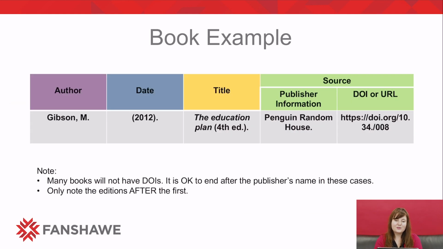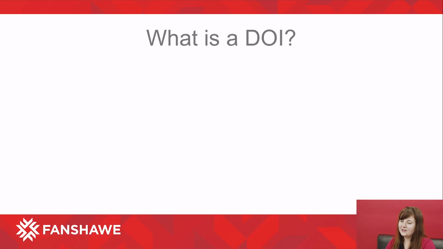So if you see this source broken down into those color-coded boxes that I showed you earlier, the author, date, title, and source, you'll see the author's Gibson M in the author section, 2012 in the date section, the education plan, 4th edition in the title section. In the source section, you have the publisher information, Penguin Random House, and then the DOI. Many books don't have DOIs, but some do. So I'm going to explain what a DOI is in case you're not familiar with them.